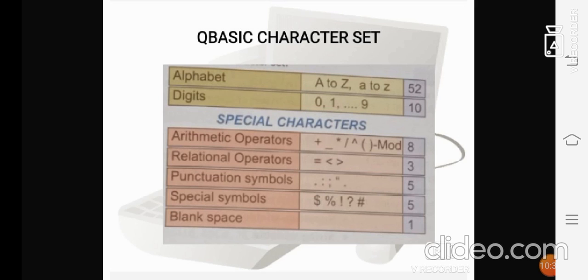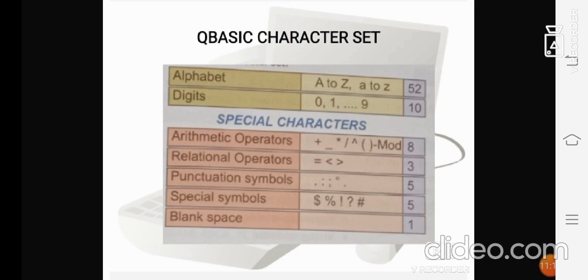What is the QBasic character set? The computer will accept only those characters that are in the character set of QBasic. The following table shows the valid character set. Alphabets A to Z, capital letters A to Z and small letters a to z, altogether 52 letters. And then digits 0 to 9.